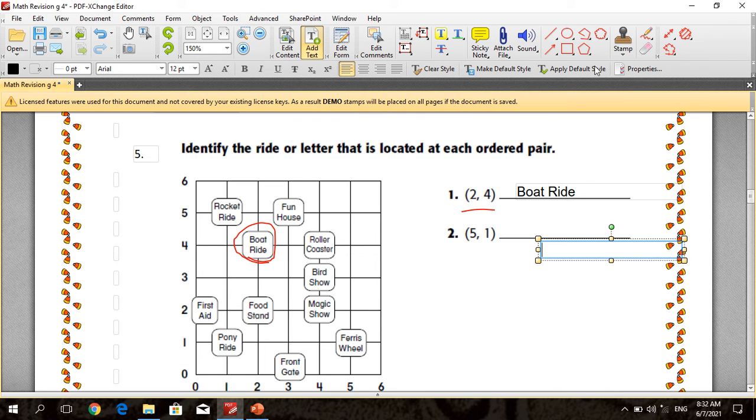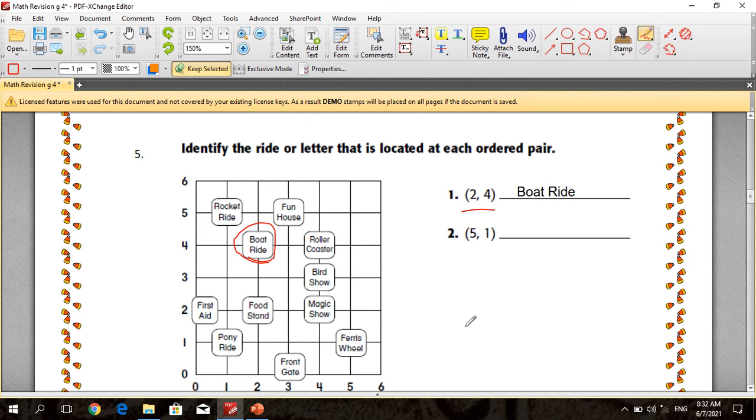Right, let's see the second one. Here we have 5 and 1. So let's go across until 5, then go up until we reach 1. You will see that you stop here as well. So let's write it.